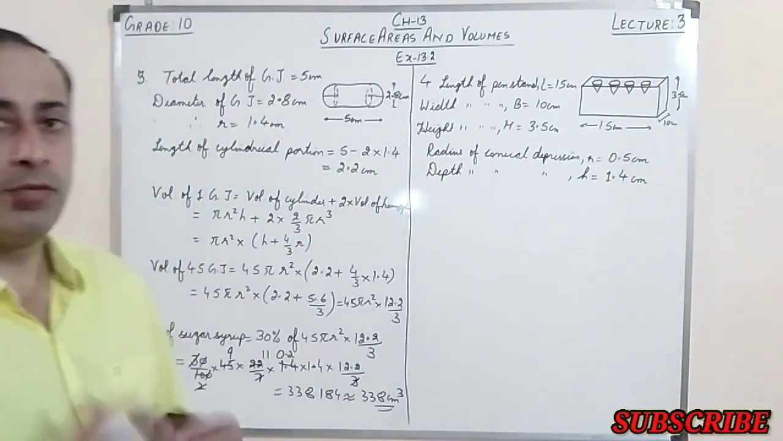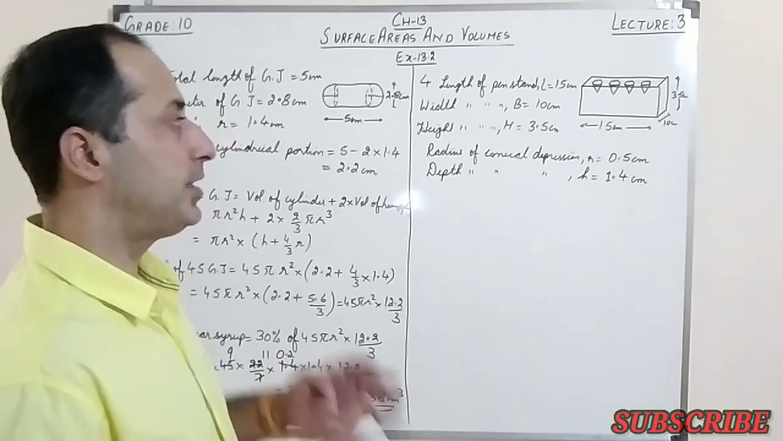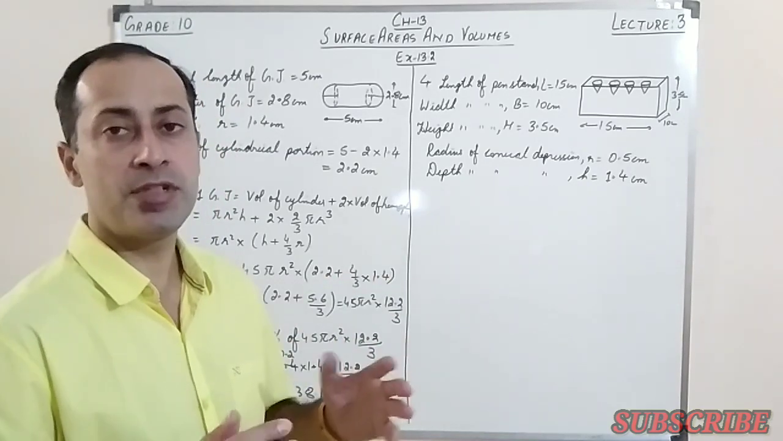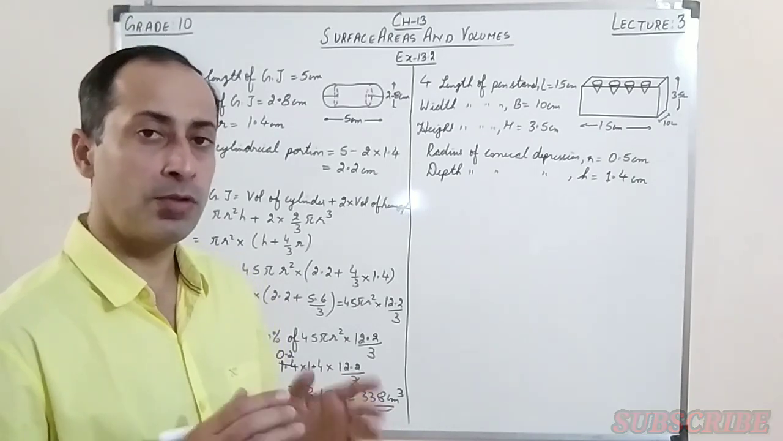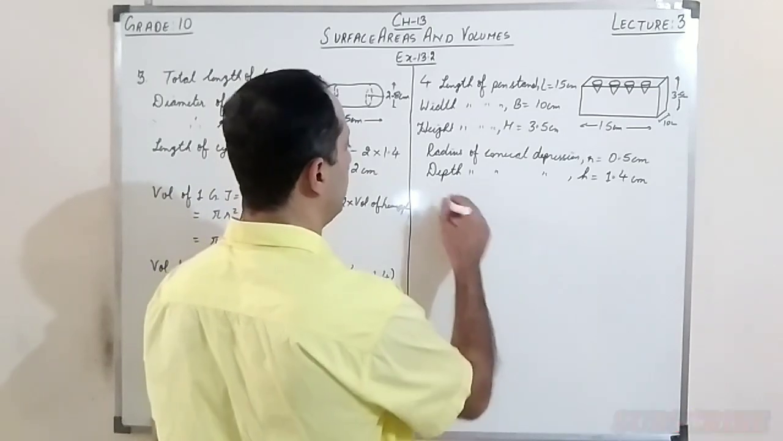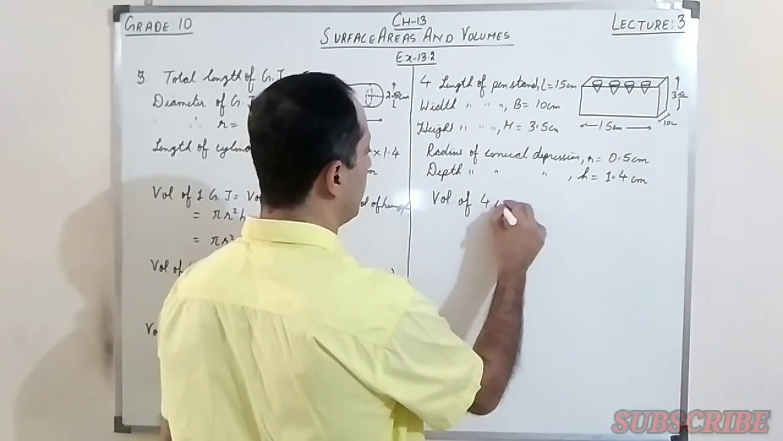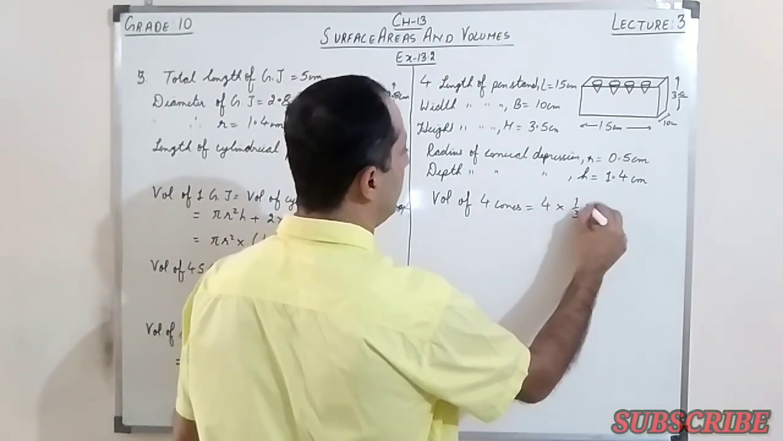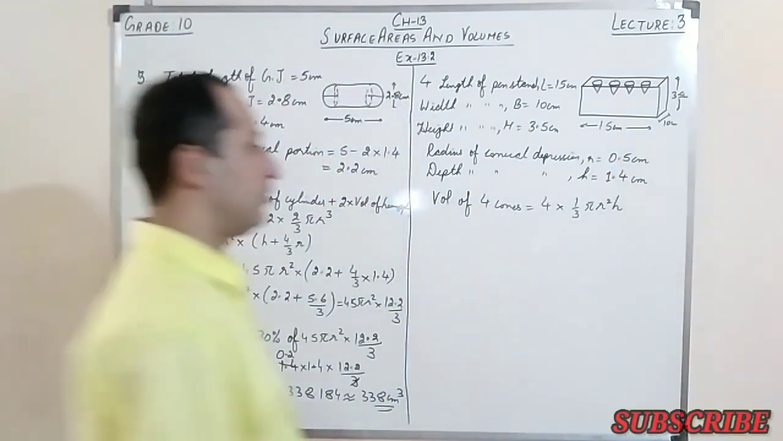Now there are 4 conical depressions. So first of all, let's find the volume of these 4 cones. Basically what we have to do in this question, we have to find the volume of the wood stand which is here. So for that, what we will do, we'll subtract the volume of 4 cones from the volume of the cuboid. So first of all, we find the volume of one cone, volume of 4 cones is equal to 4 into, now this is 1 by 3 pi r square h, right? So let's substitute the values.